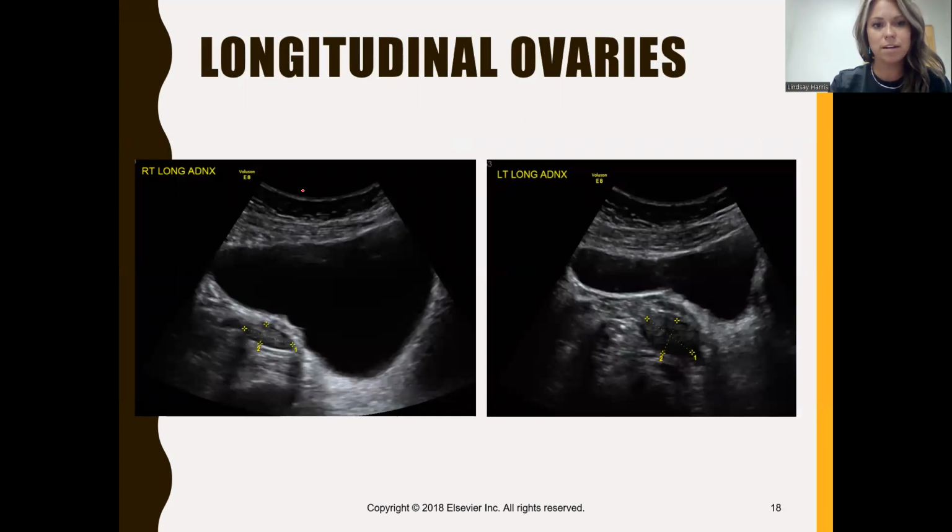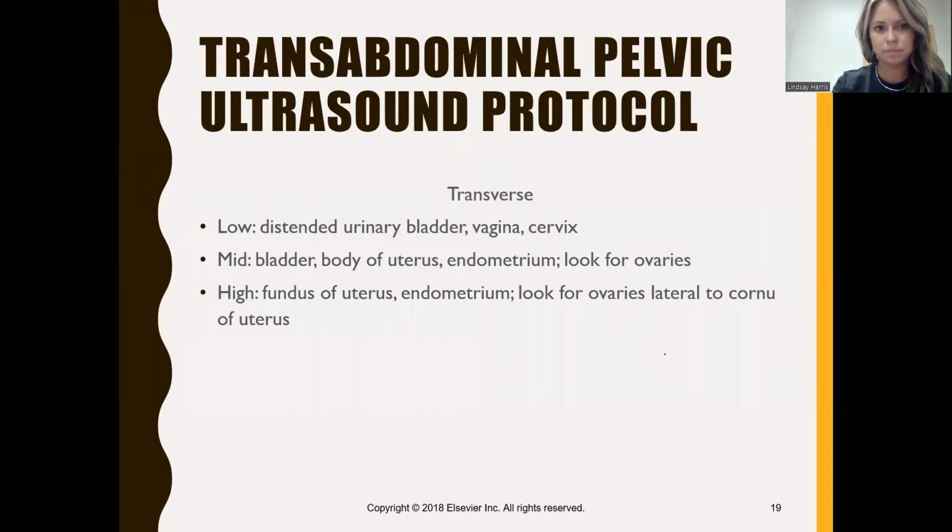This is an ovary right here. So you can see how they're measuring. Look how little they are in transabdominal. Kind of difficult to see, but they're not impossible. So this is the right ovary, and it's measuring from the length and the AP diameter. And this is the left ovary, and it's measuring from the length to the AP diameter.